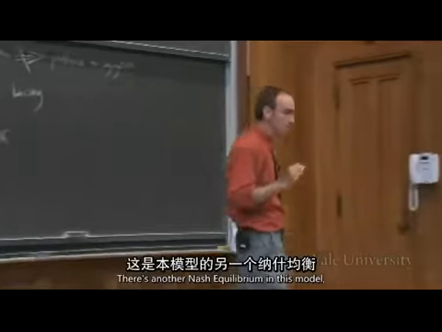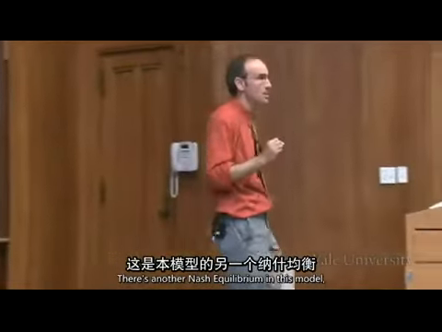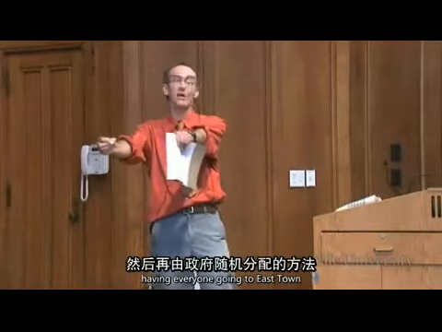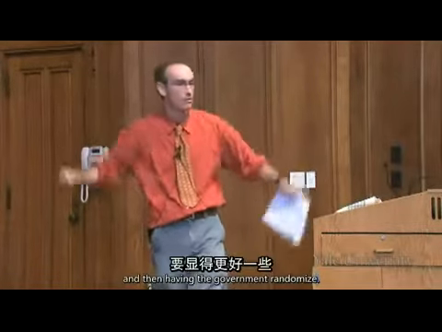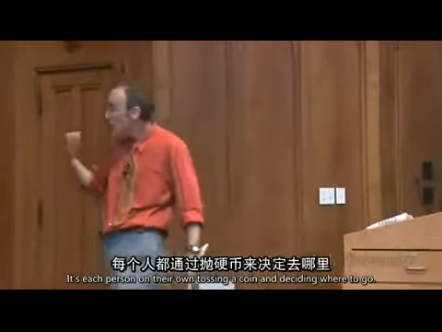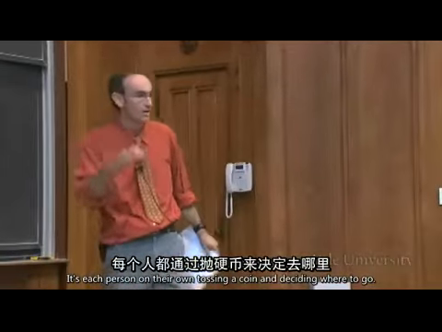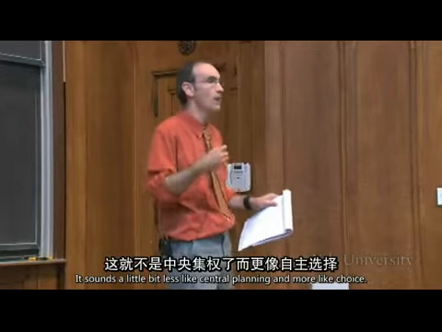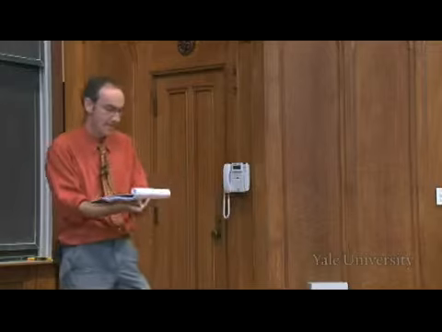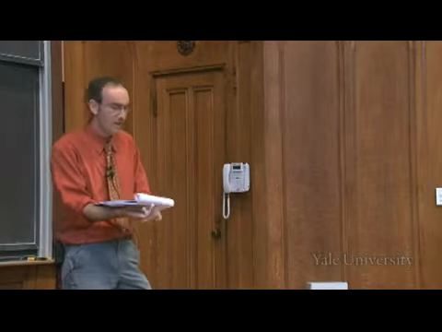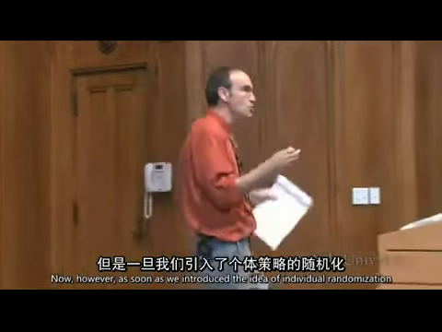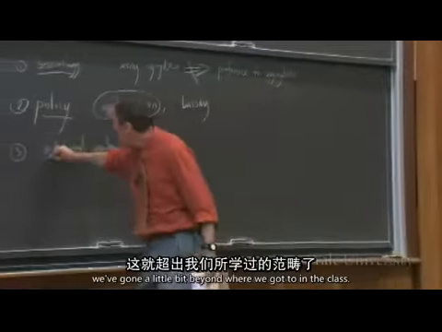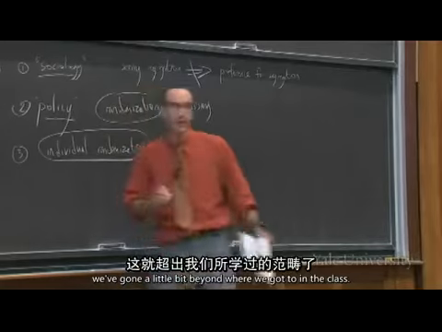All right? There's yet another Nash equilibrium in this model, and it isn't as silly in some sense as having everyone go into the East Town and then having the government randomize. It's each person on their own tossing a coin and deciding where they go. All right? It sounds a little bit less like central planning and more like choice. Now, however, as soon as we introduce the idea of individual randomization, we've gone a little bit beyond where we've got to in the class.